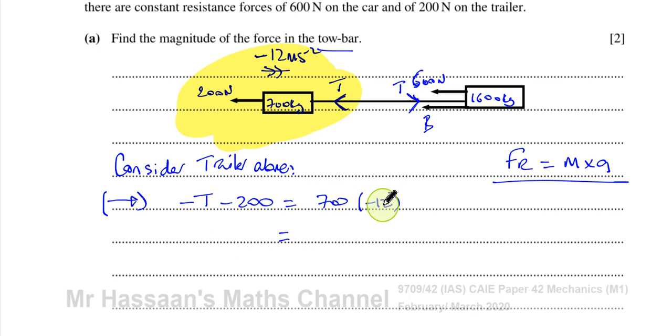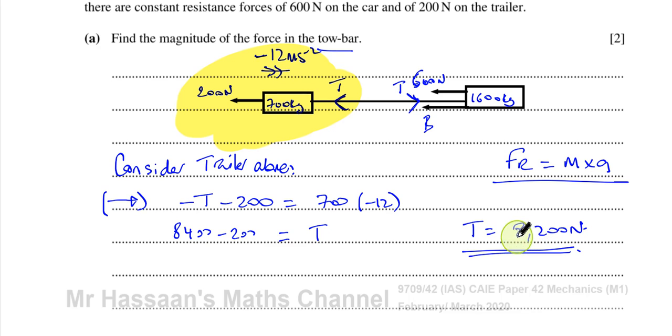You have 7 times 12, which is 84. So that's 8,400 minus 200 equals T. Okay, so we can say T is equal to 8,200 newtons. And there's the answer to part A.